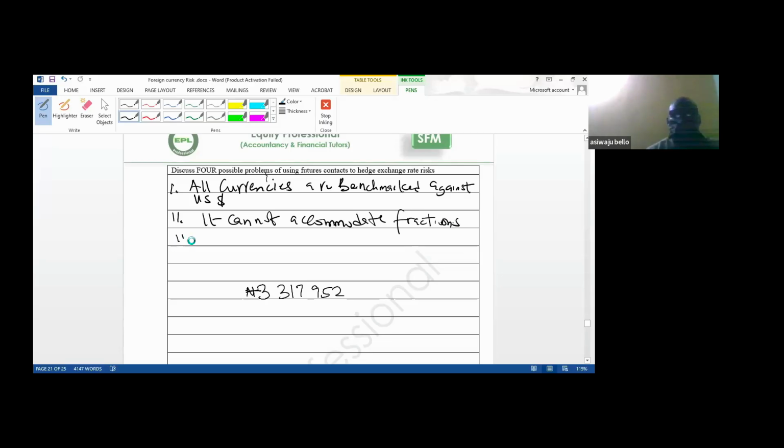Number 3, futures contracts are available only in limited currencies.